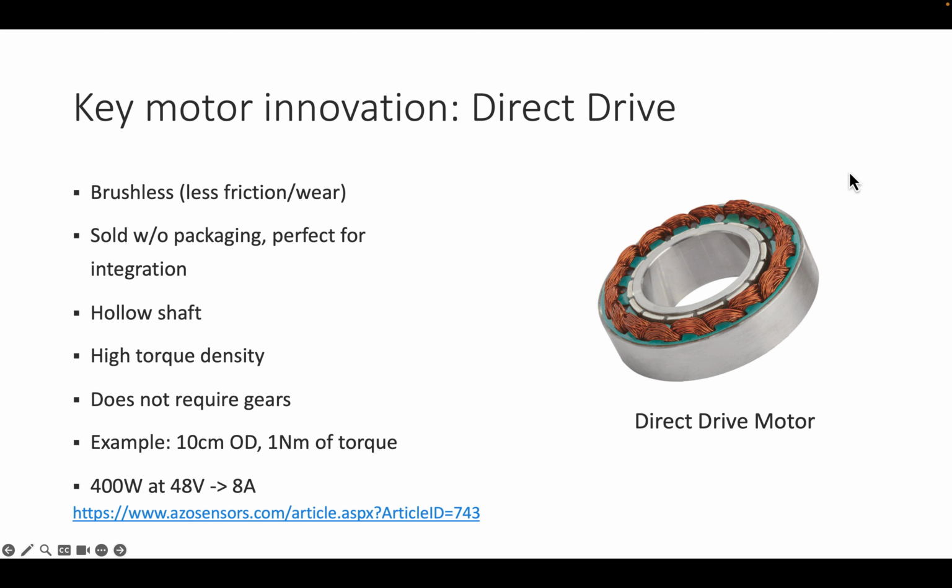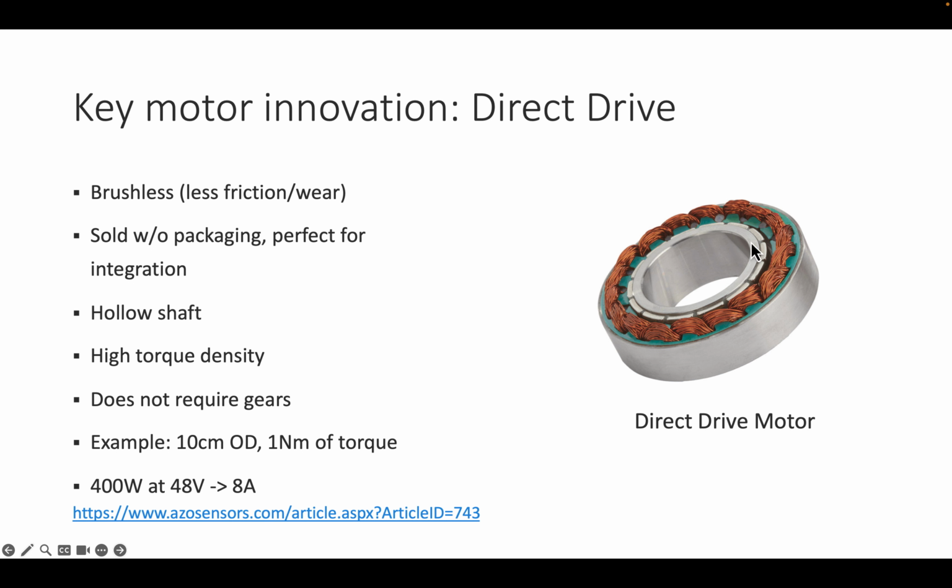And this is very interesting because I have a hole in the middle where I can run wires through. So most robotic arms will use these kind of motors which have these holes in the middle. But I also get a very small geometry. And now I get high torque density. I get 1 Newton meter of torque for a small motor with just 10 centimeters outer diameter.